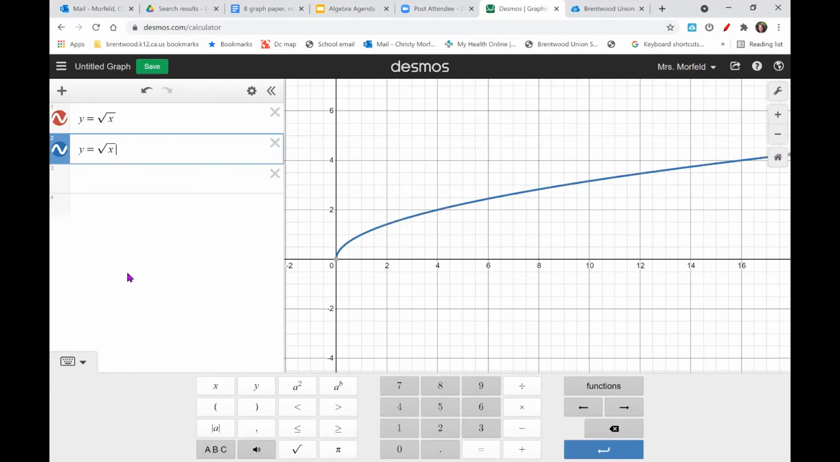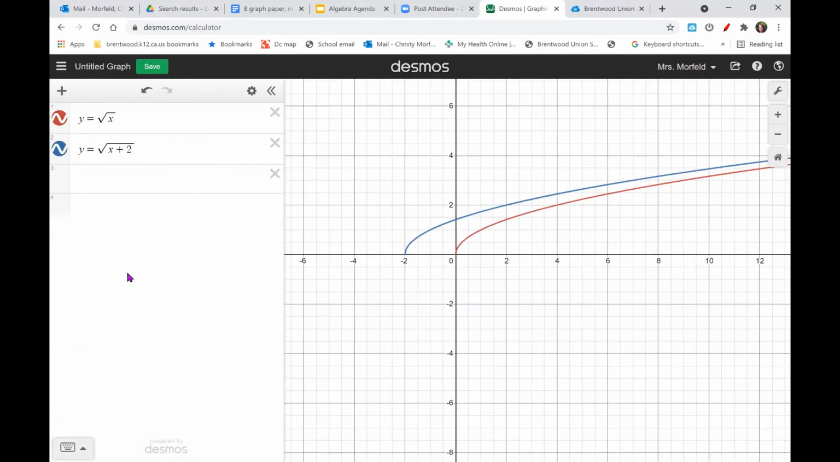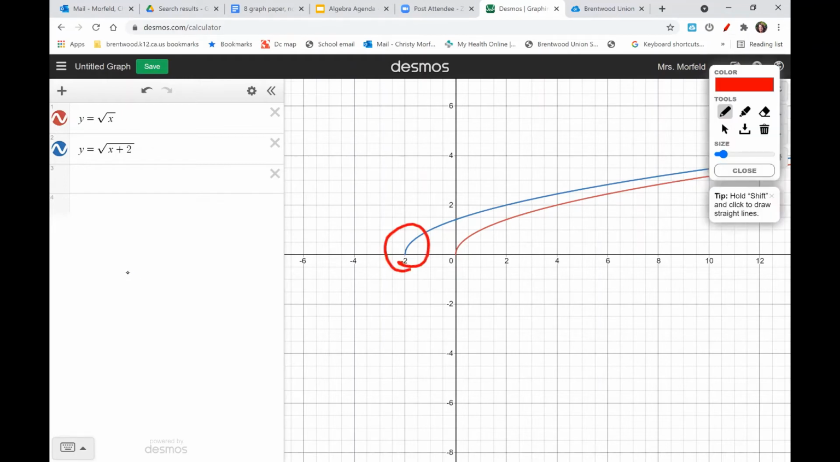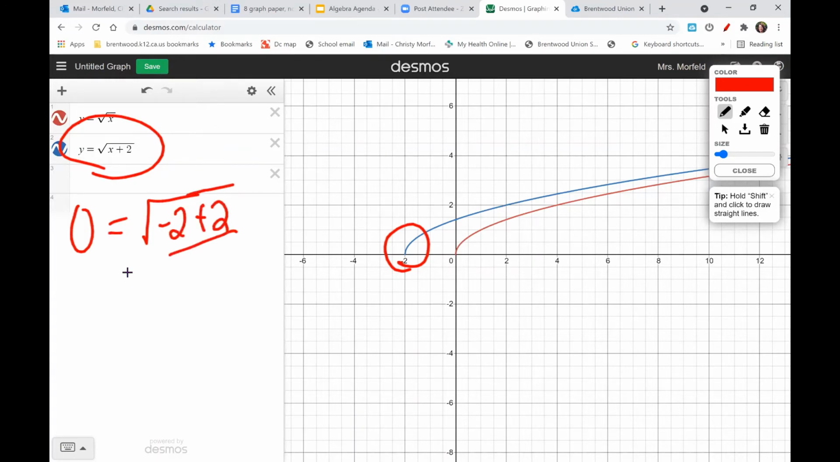Let me hit backspace and +2. Oh, it moved to the left. If you remember when we did absolute value, remember it shifts the opposite way of what we expect. And remember that's because, well, I'm going to circle it right here. That's the point -2, 0. Well, in order for this to be 0, that x needs to be -2, right? -2 plus 2 equals 0.